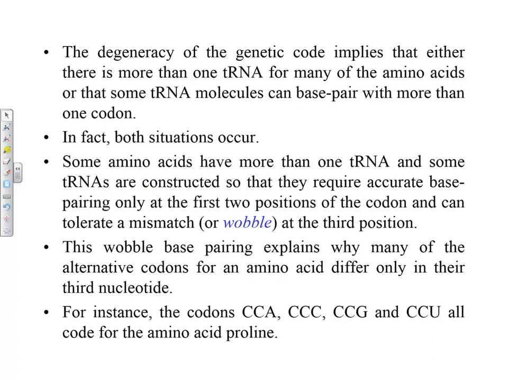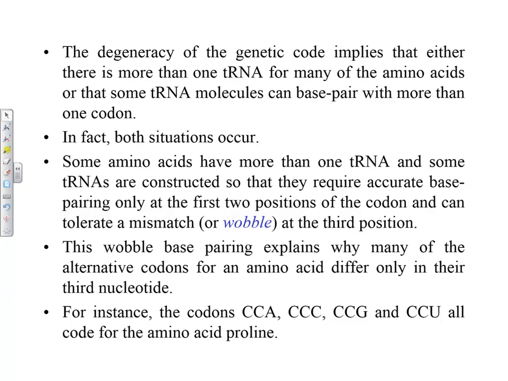Now the degeneracy of the genetic code implies that either there is more than one tRNA for many of these amino acids or that some tRNA molecules can base pair with more than one codon. Right? In fact, both situations occur. There are amino acids that have more than one tRNA and some tRNAs are constructed so that they require accurate base pairing only at the first 2 positions, right?